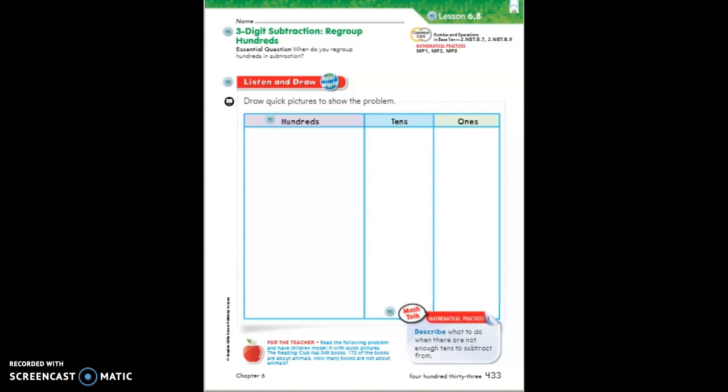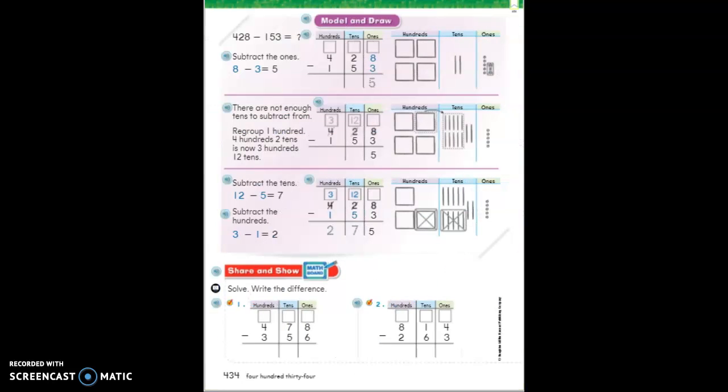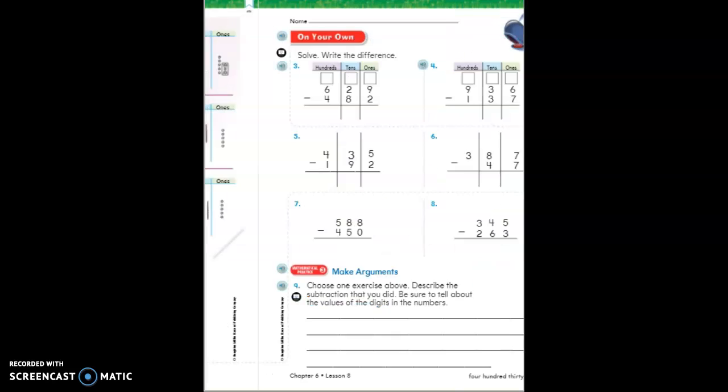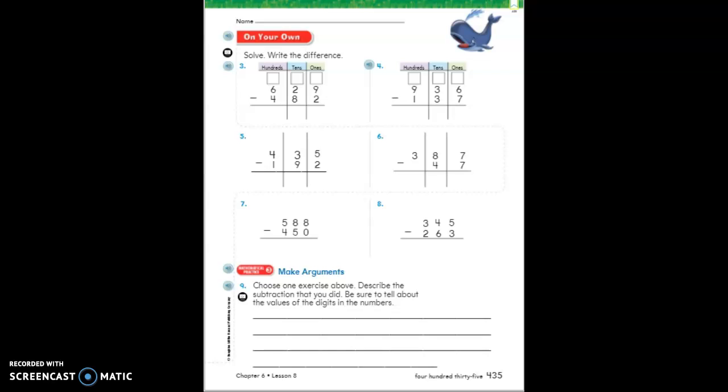Today we are working on lesson 6.8, and that starts on page 433 right here. So make sure you're open to this lesson. I'm going to flip this page. You're going to do this most likely with your teacher on a Zoom. And then I'm going to flip to this page for a second. I'm going to stop here.